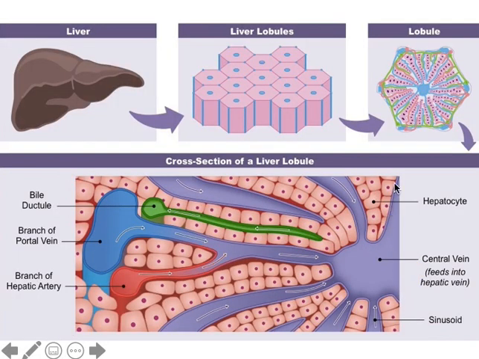This diagram helps us to understand the relationship between the liver, the lobules, and an individual lobule. So we've got one lobule. One lobule is interconnected with many lobules to then form a lobe. Different lobes form then the organ, the liver.